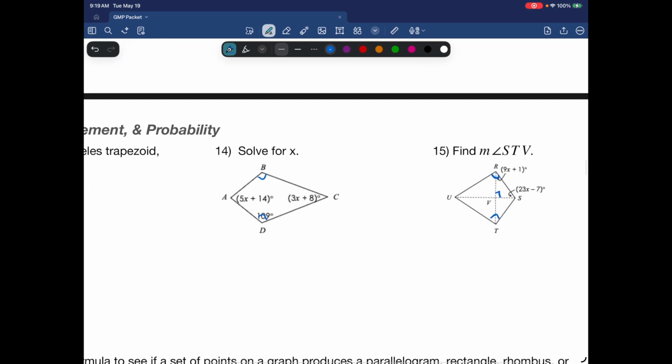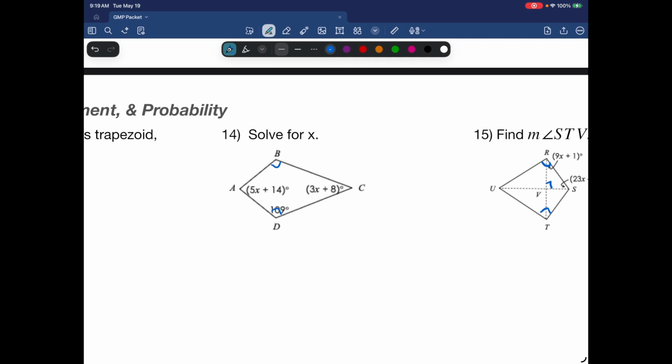All right, so for 14, it's a quad. So I know all angles add up to 360. So if that's, both of these are 109.